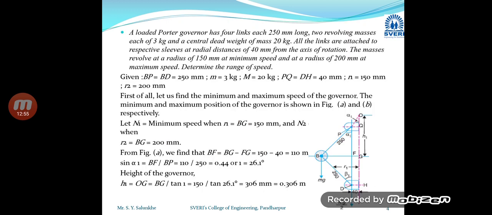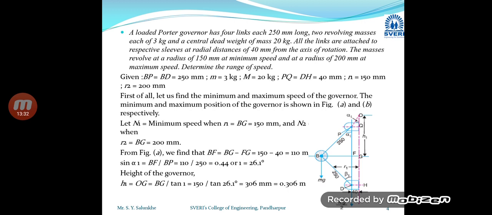This next example is also of a Porter governor, but in this case, if you look at the diagram, you will find that the arms are connected at a certain eccentric distance from the spindle axis. While we are going to consider the radius of rotation, we have to consider it from the center of rotation, that is the spindle axis, to the center of the fly ball. Hence, we have to consider this fly ball center.